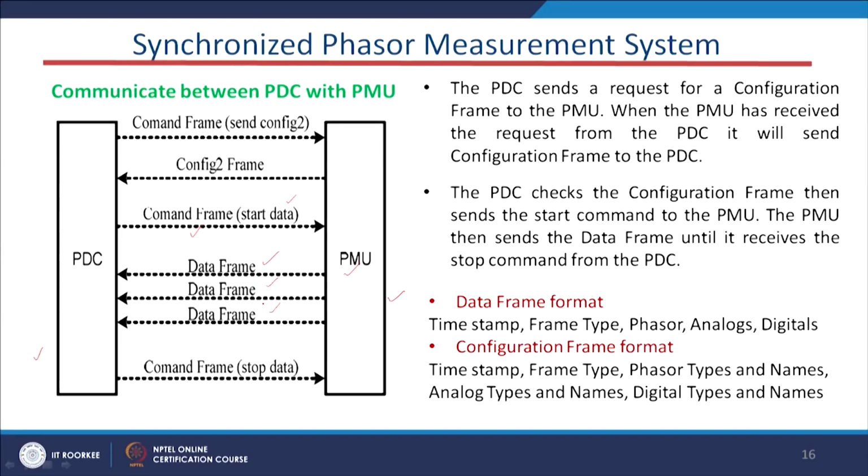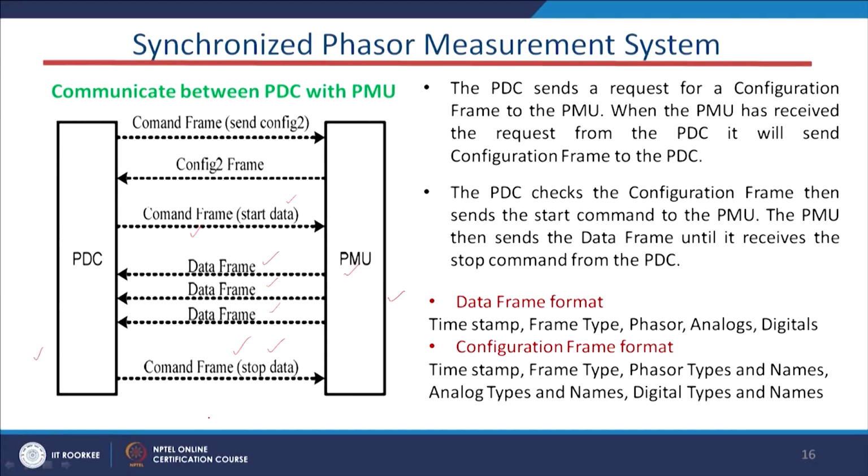So the PMU will start sending the data frame to the PDC. That is the first operation. Second, the data will be sent from the PMU to the PDC until the PMU receives the stop data command from the PDC. Here it is the command frame, stop data. If the PMU receives this command, it will stop sending data to the PDC. That is the first phase of operation.